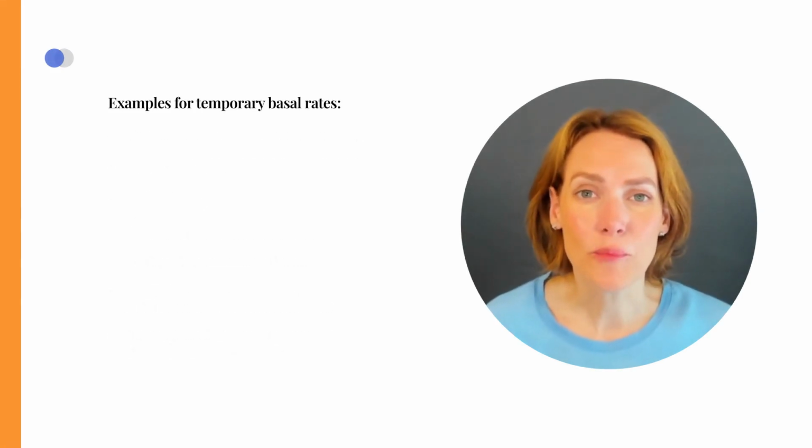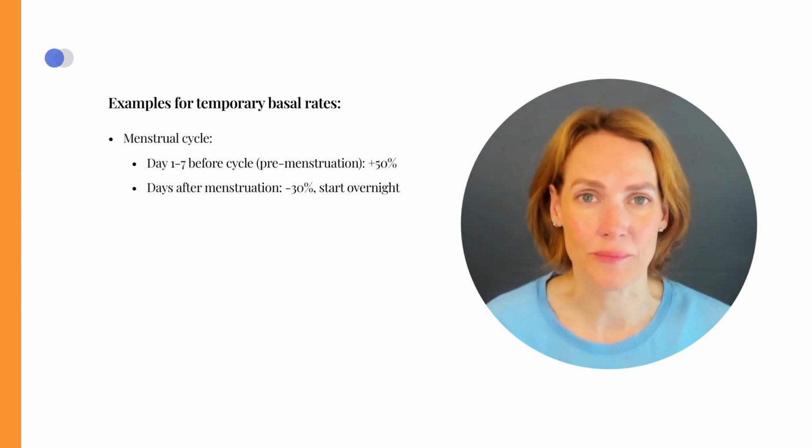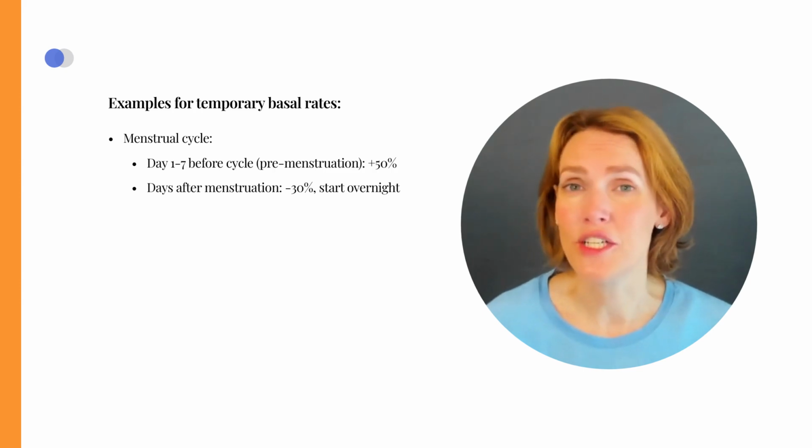Other examples of temporary basal rates are a 50% higher basal rate in the week before your menstruation. Some people also set a 30% lower basal rate during their menstruation.